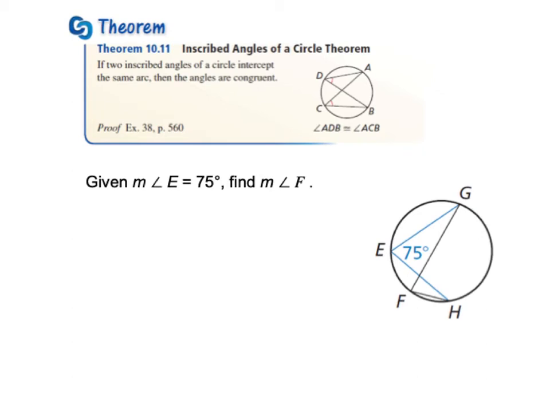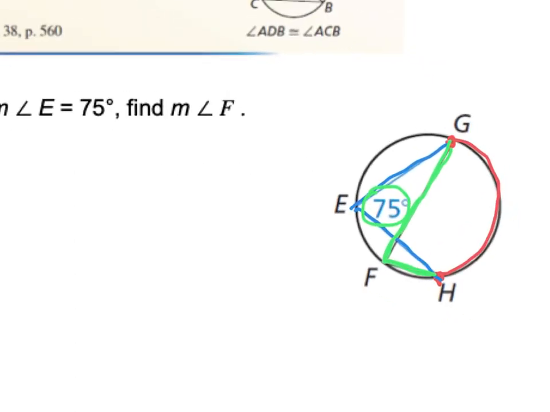So this one basically says, if two inscribed angles of a circle intercept the same arc, then their angles are congruent. So if you look, we have arc GH right here. In blue, this angle is 75 degrees. And then you also have this angle right here, which intercepts the same arc. The endpoints of that green angle are also at G and H, which means if this angle is 75 degrees, then angle F is also going to be 75 degrees.